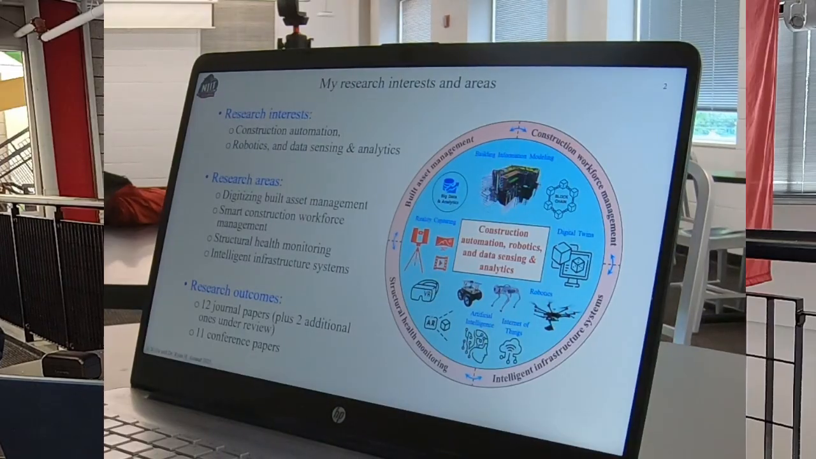If we look at the first slide, it summarizes what I'm interested in and what areas of research I am doing. My research interests include construction automation. This is the main thing, and then I deal with some other things such as robotics, data sensing, and analytics. It might not be easy to understand construction automation, so let's just use one example.